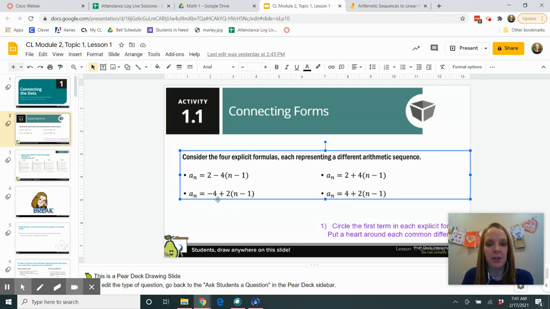What about this equation? Positive 2. Positive 2 is our common difference. So that means each term is getting bigger by 2. Right? What about this one? 4. Okay, and I'm going to stop right here for a second.